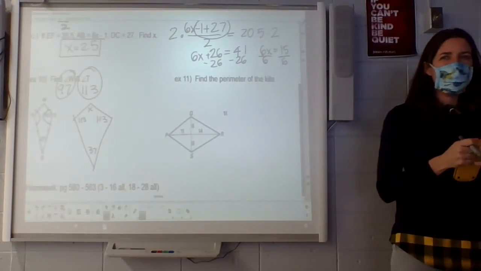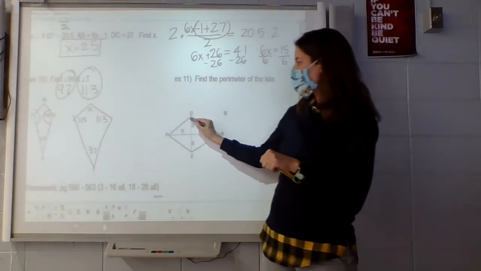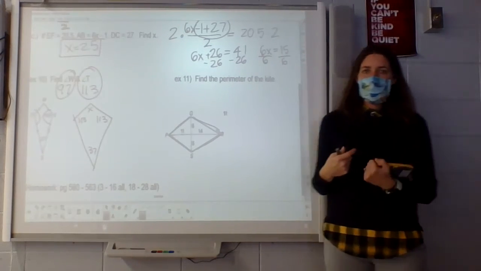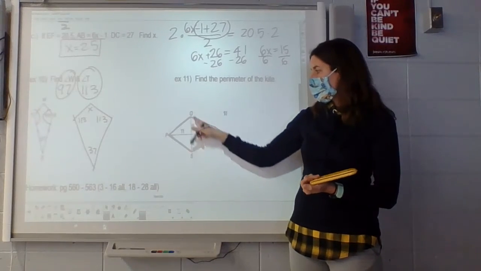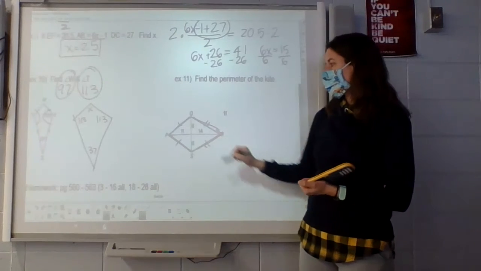What's the perimeter? What are they talking about when they talk about perimeter? All the way around. So that means we need to know all the sides of our kite. Now, in a kite, there's two equal sides. Hopefully you notice the fact that those two are equal, these are the two equal sides here, and then these two are going to be equal.